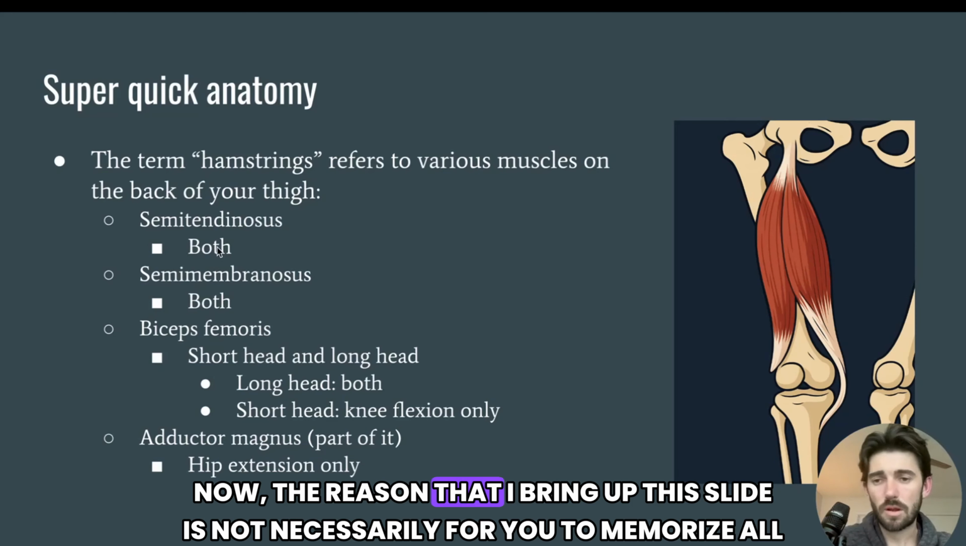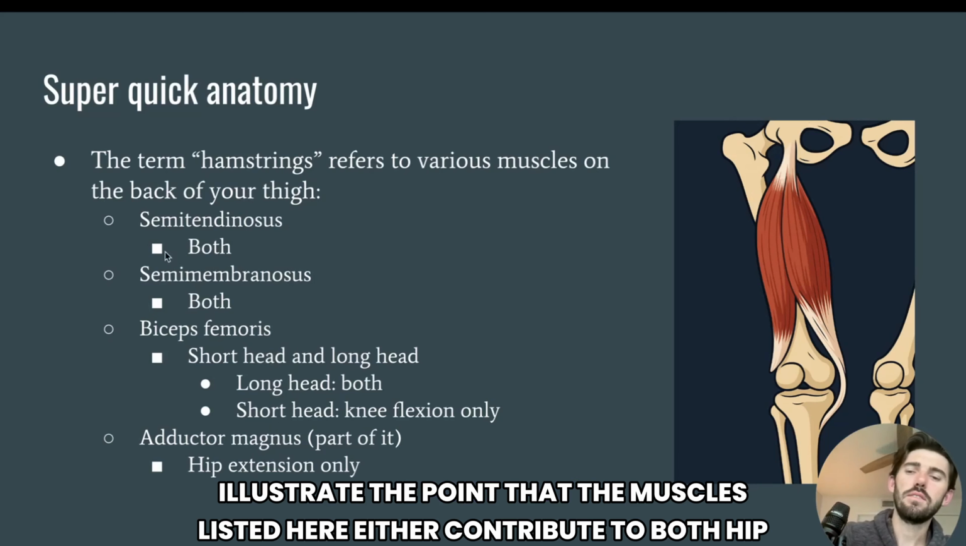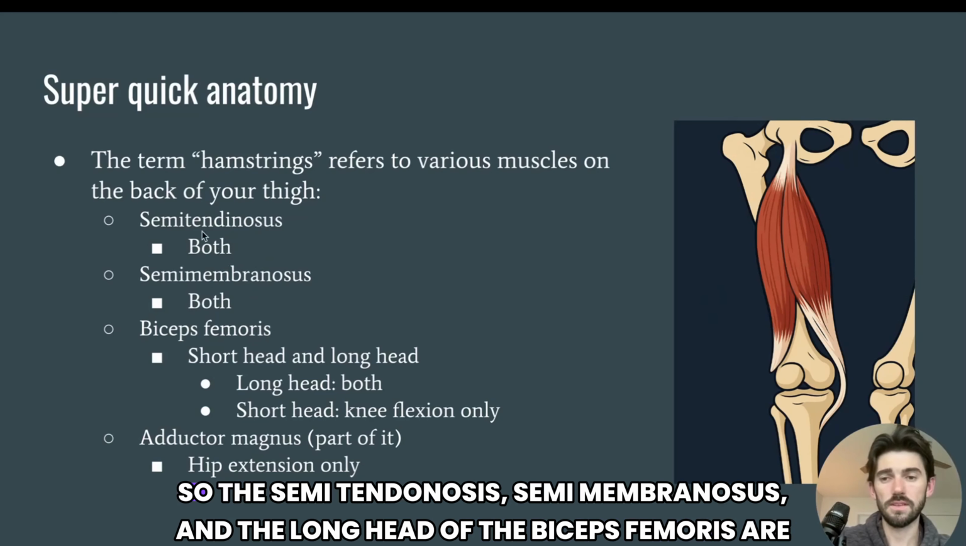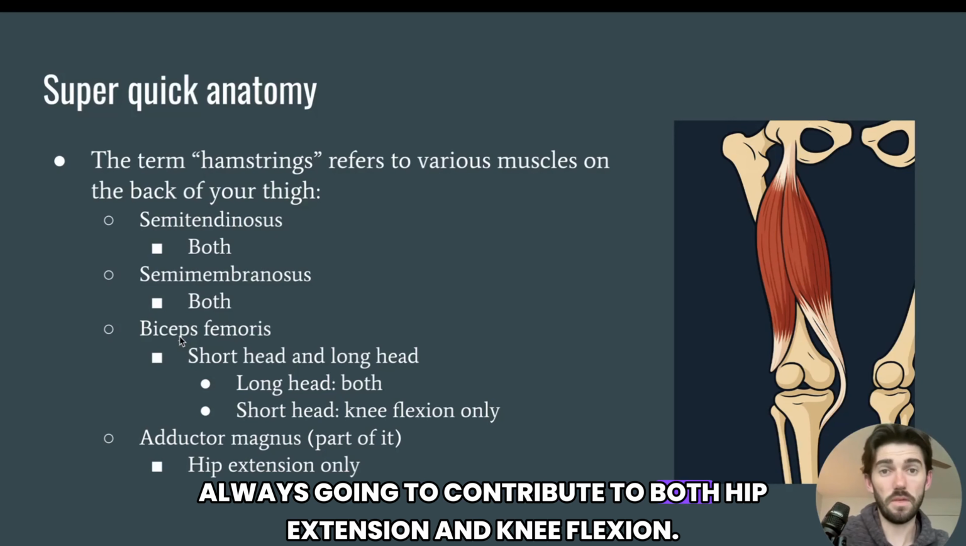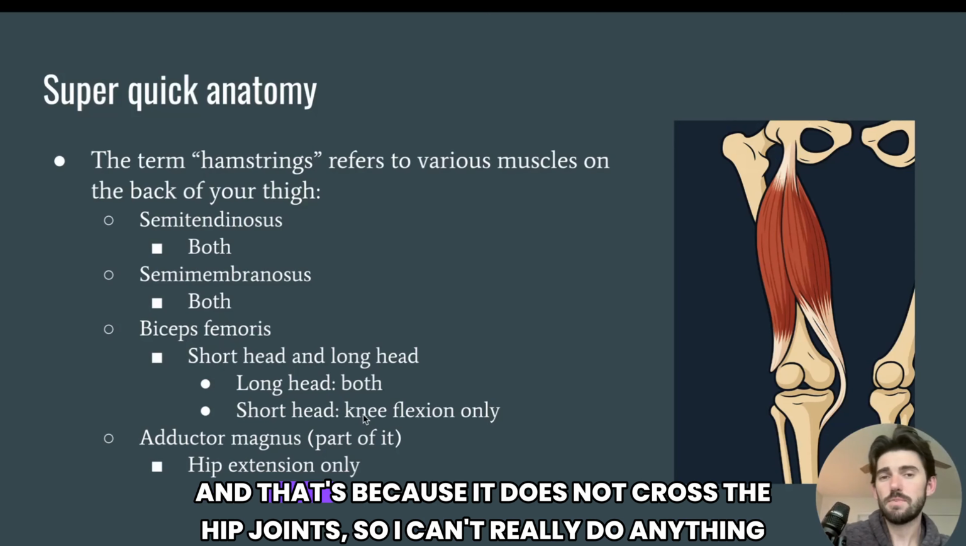Now, the reason that I bring up this slide is not necessarily for you to memorize all these muscles, because I don't think that'd be worth your time, but rather to illustrate the point that the muscles listed here either contribute to both hip extension and knee flexion, or they contribute to one or the other. The semitendinosus, semimembranosus, and the long head of the biceps femoris are always going to contribute to both hip extension and knee flexion. The short head of the biceps femoris is only going to contribute to knee flexion, and that's because it does not cross the hip joint, so it can't really do anything there.